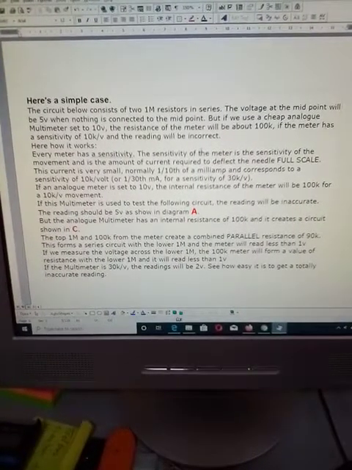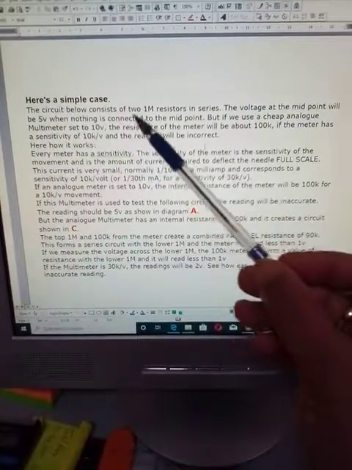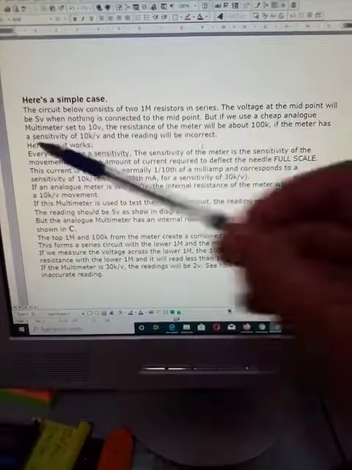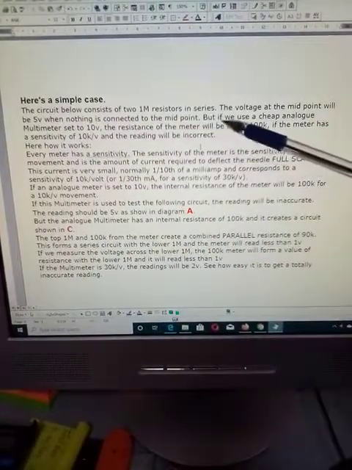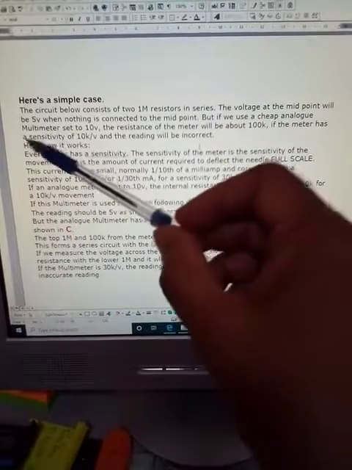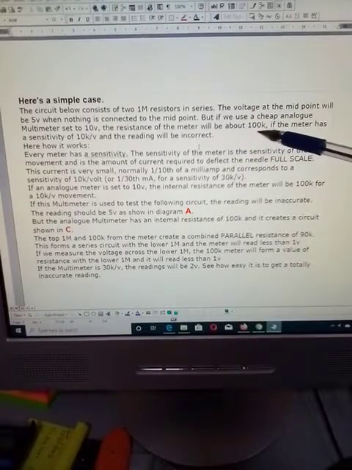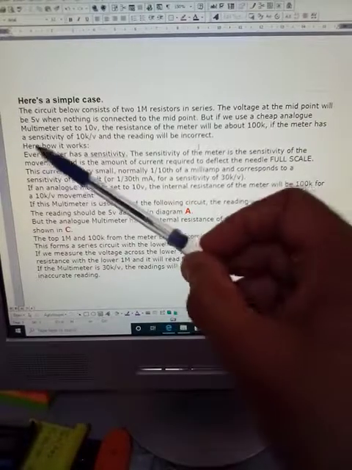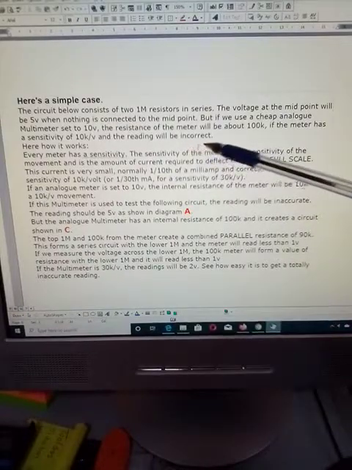Now here I've given you an example. Here's a simple case. The circuit below consists of two 1 megohm resistors in series. The voltage at the midpoint will be 5 volts when nothing is connected to the midpoint. But if we use a cheap analog multimeter set to 10 volts, the resistance of the meter will be about 100 kilo ohms if the meter has a sensitivity of 10K, and the reading will be incorrect.